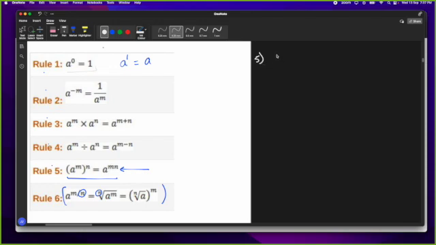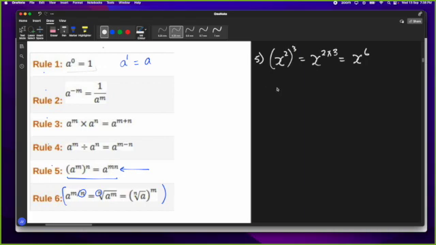It's an easy rule, right? It says that if I have x to the 2 and all of that is raised to the 3, then that will be x to the 2 times 3, which is x to the 6, right? Now this becomes an interesting rule when you add fractions, right?